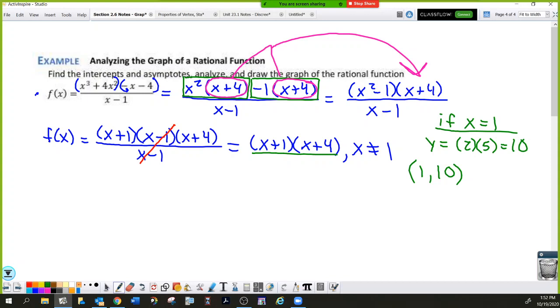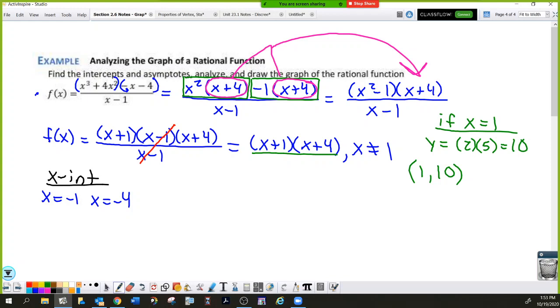It doesn't have any vertical asymptotes, and guess what? It doesn't have a horizontal asymptote either. It's simply going to be a quadratic with a hole in it at x equals 1, y equals 10. I mean, you can find the x-intercepts. That's pretty darn easy, right? Crosses the x-axis when x equals -1 and x equals -4. And if you really cared, you could find the y-intercept.